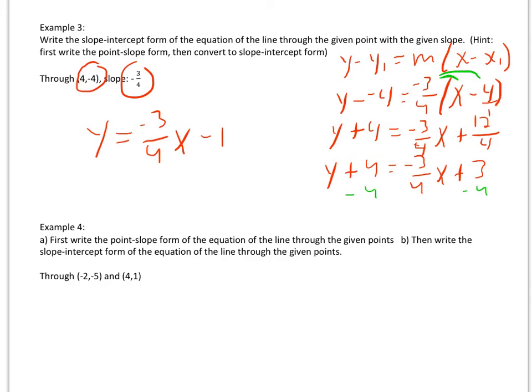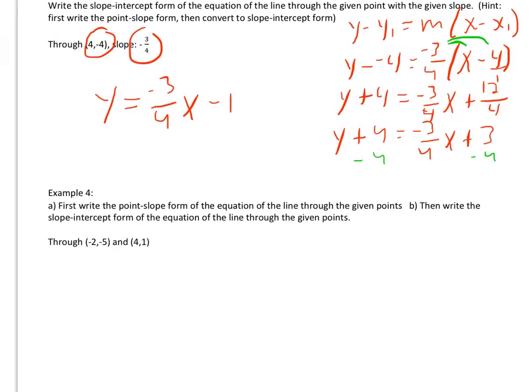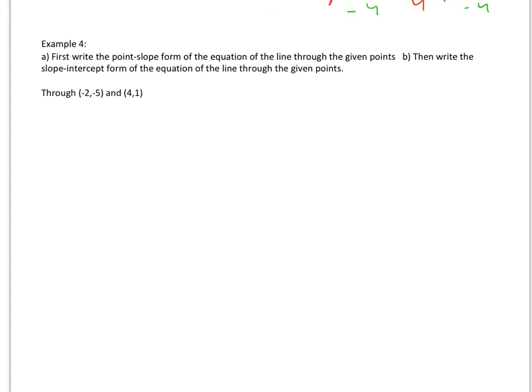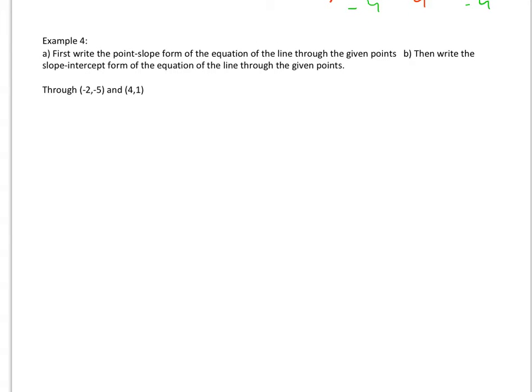Now let's take a look at the situation when we're given 2 points. Because before we had a slope given to us and a point. Now we have 2 points. Now this adds a step to it, because before we had the slope and now we don't. So we need to find out the slope first. So we have to remember the slope formula.